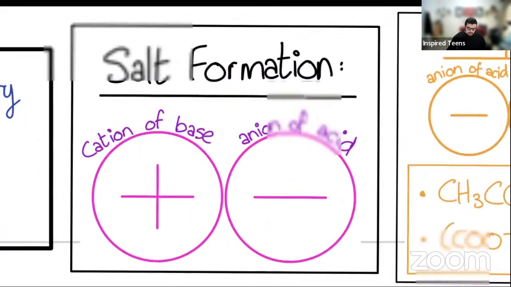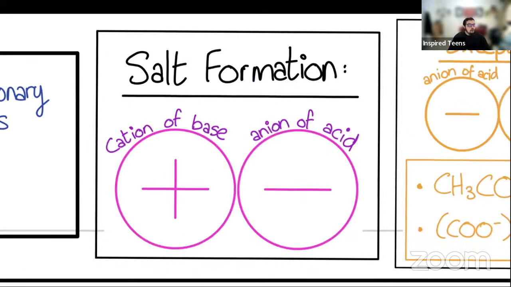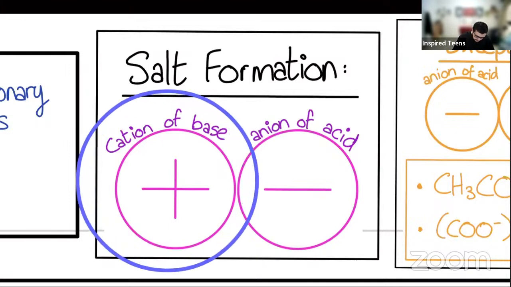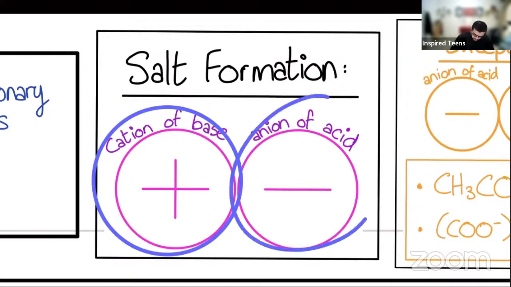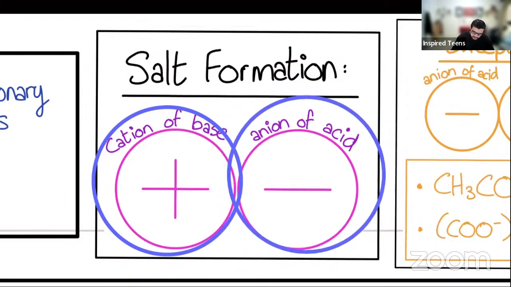Now, how do we form this salt? The salt is simple. You always form your salt with the cation of your base and the anion of your acid. So two things are important. The cation of the base is the positive ion of the base, and the anion of the acid is the negative ion of the acid. So cation positive, anion negative. And the second thing is the cation comes first. The order in which they're drawn is important. And the anion comes second.